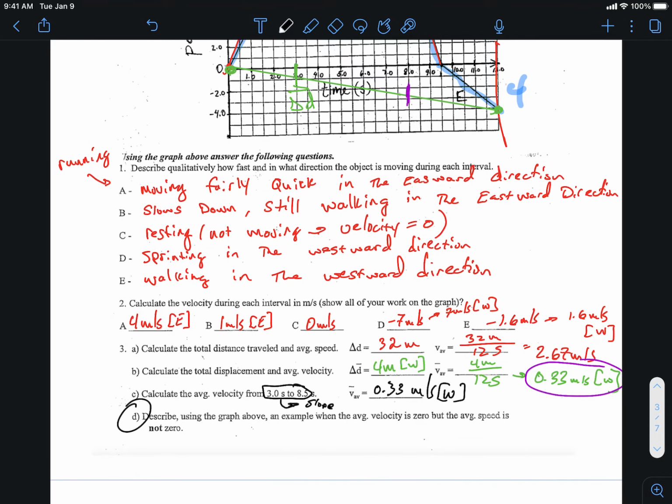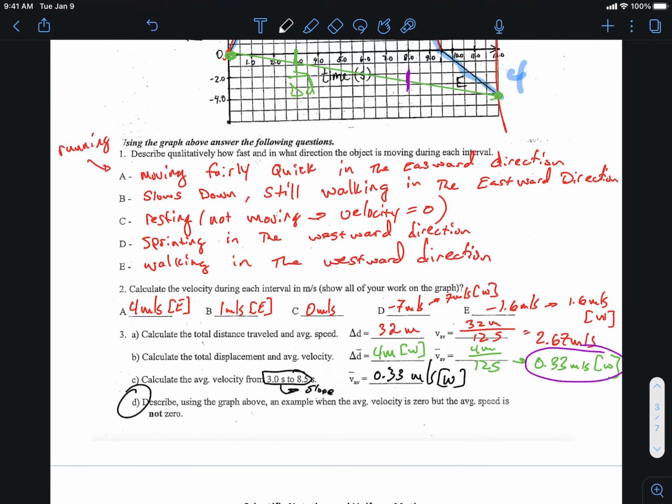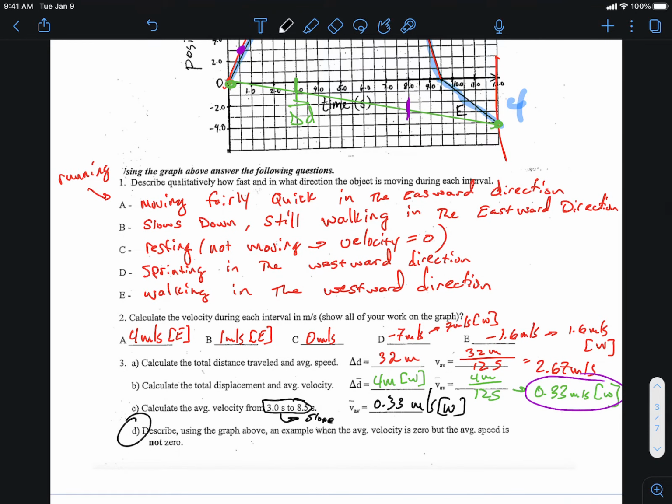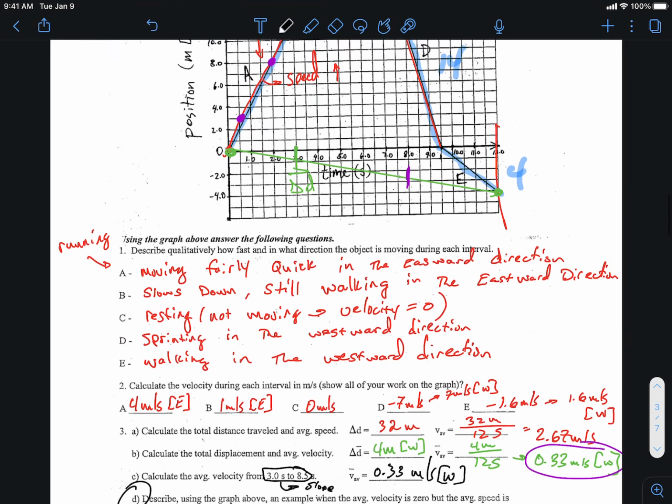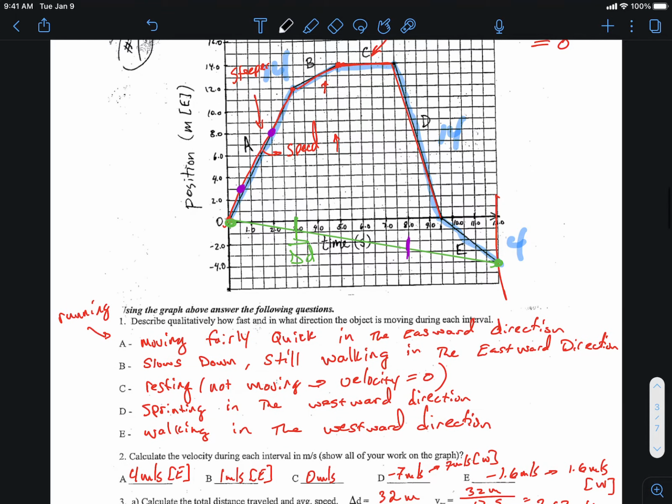The last one's kind of a challenging question, okay? Describe using the graph above an example where the average velocity is 0, but the average speed is not 0. Because there's one point in particular that stands out to me. Okay, and if you guys always take the mindset of velocity being the displacement divided by the time, there's one spot on this graph where the displacement is 0, right?